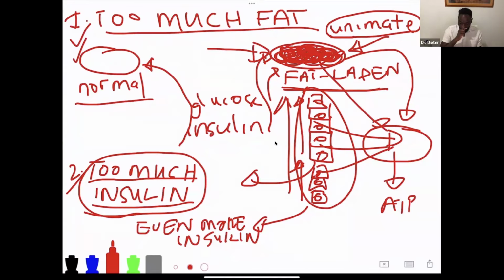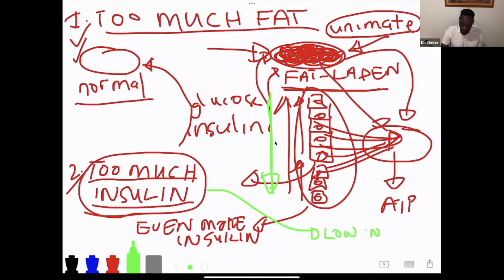The second thing is that when this cell now becomes free and the glucose gets into the cell, the concentration of glucose in the blood is going to drop. When the concentration of glucose in the blood drops, a message is sent to the pancreas to now produce a lower amount of insulin, because there's a one-to-one relationship between insulin production and glucose concentration.